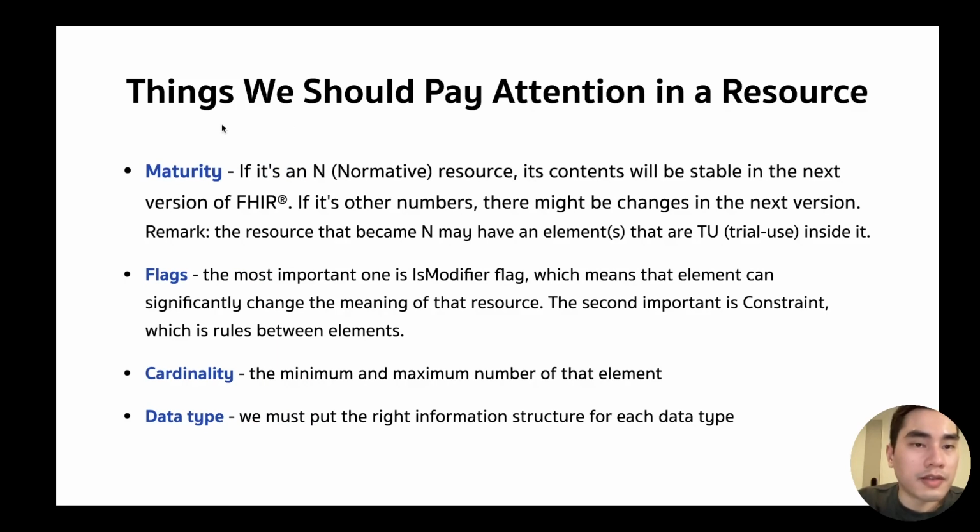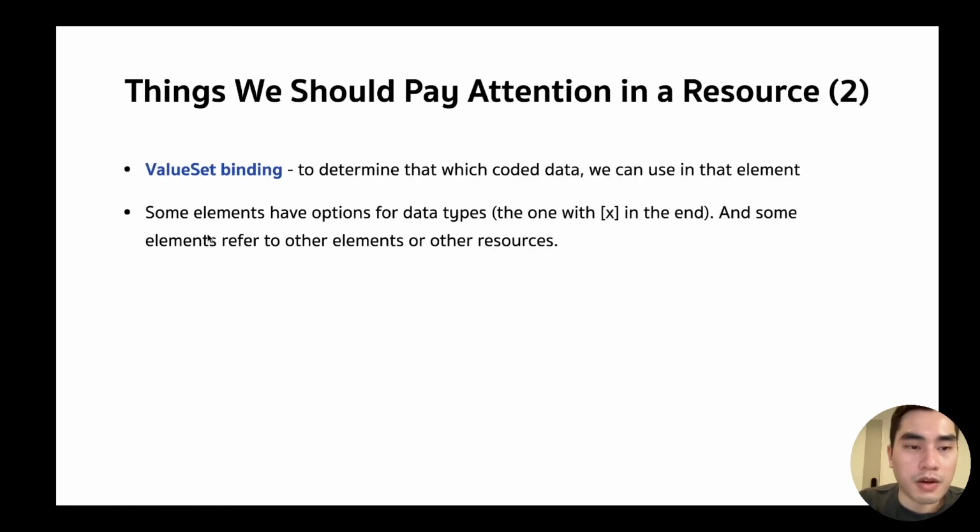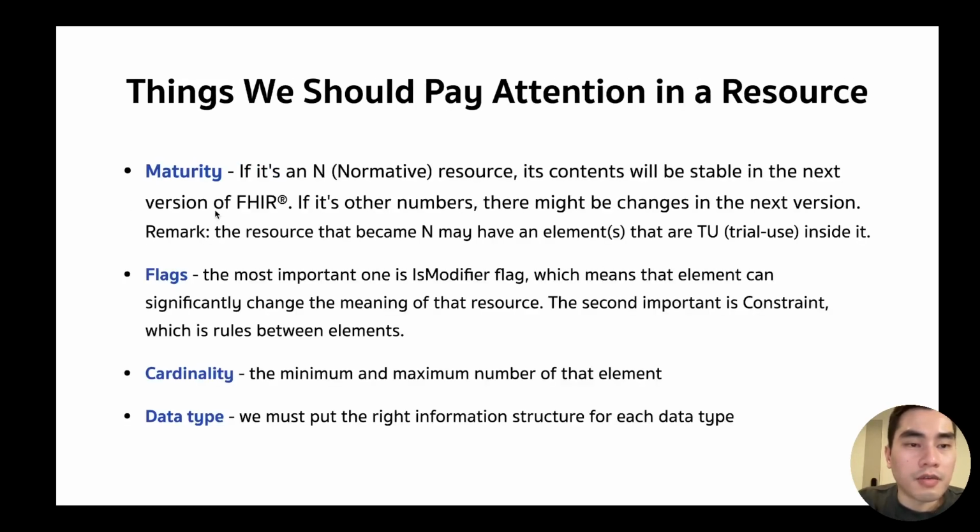So in summary, things that we should pay attention to in any resource, there are around 5 or 6 things. The first one is maturity. If it's an N, normative resource, its content will be pretty stable in the next version of FHIR. If it's another number, it may change in the next version. Oh, I forgot to tell you about this. Sometimes the resource is N, but inside the resource, there might be some elements that are TU, trial use.